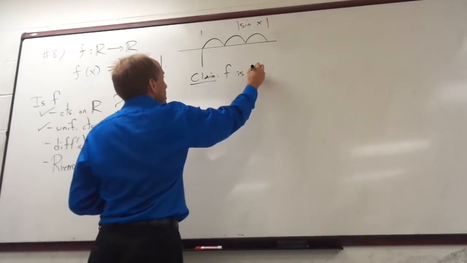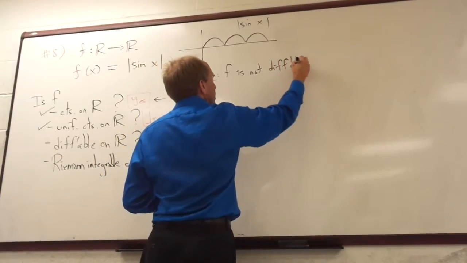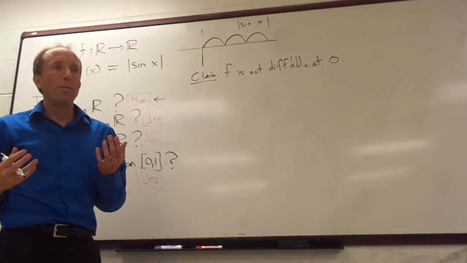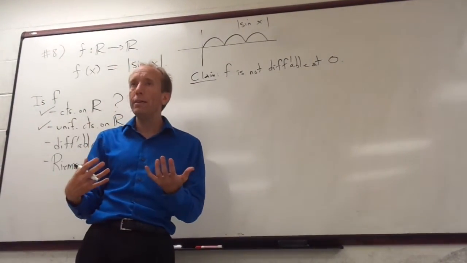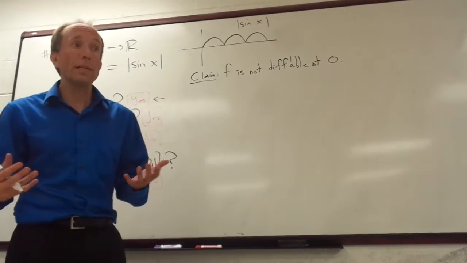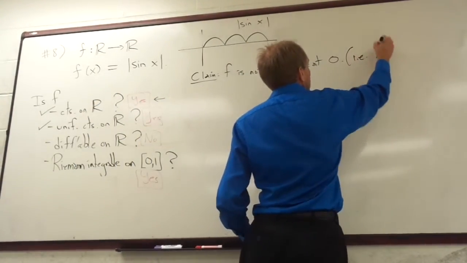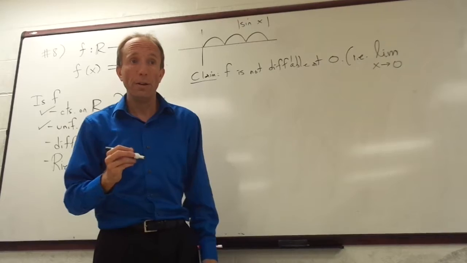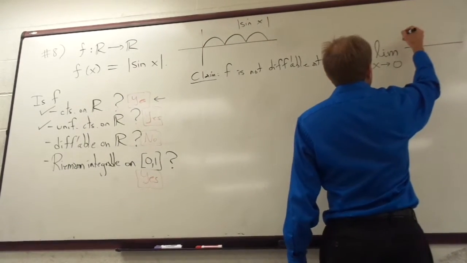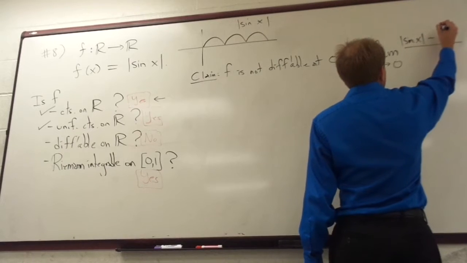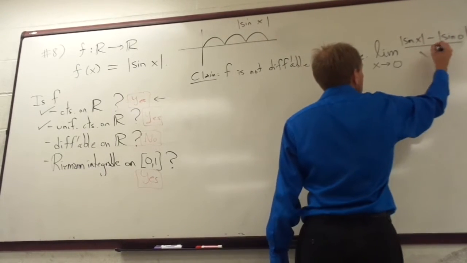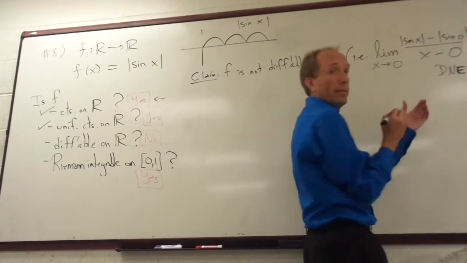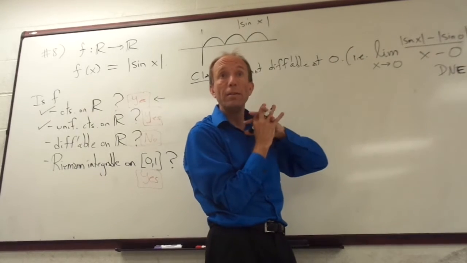So we claim that f is not differentiable at 0. Remember, differentiable just means that the formula for f prime of c, which is a limit, doesn't exist. In other words, the limit as x goes to 0 of f of x, which is absolute sine x, minus f of 0, which is absolute sine 0, over x minus 0, does not exist. This is what we're claiming, right?